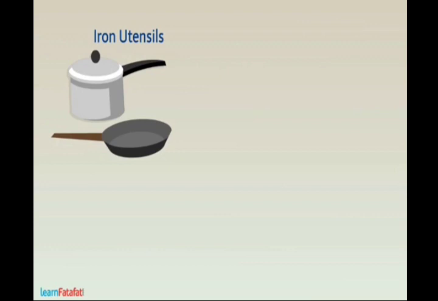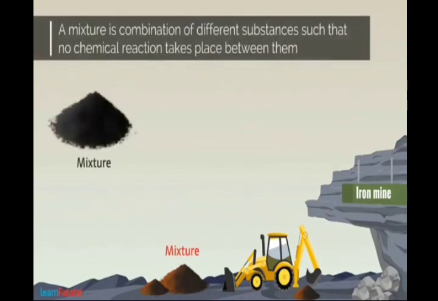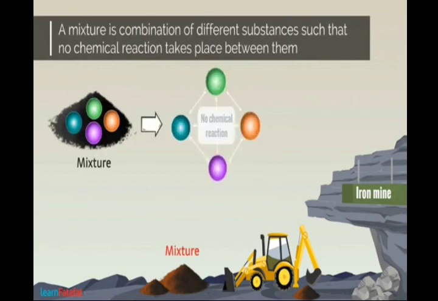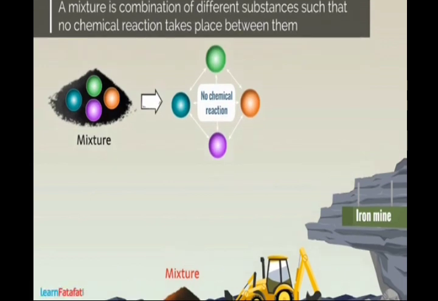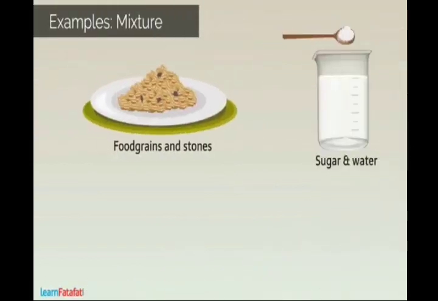The material that we use is iron, in its pure form. However, it occurs in the form of a mixture. Then what is a mixture? A mixture is a combination of different substances such that no chemical reaction takes place between them. If you talk about examples, you can see different examples of mixtures.